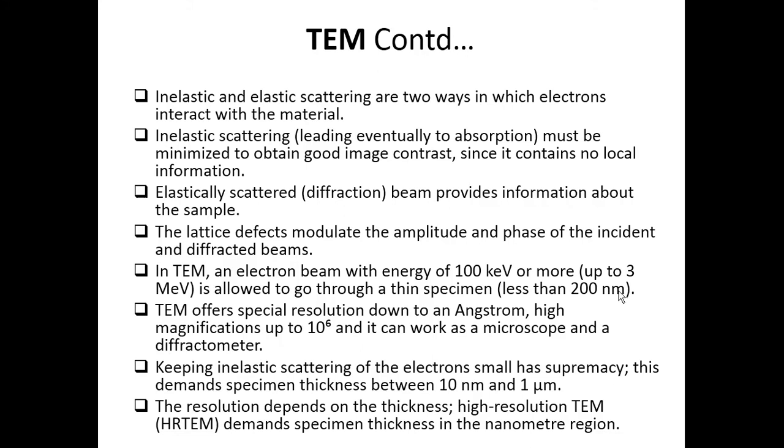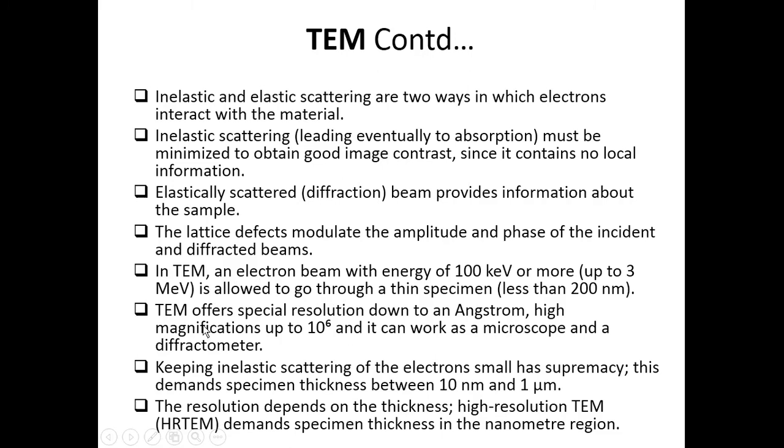So in such cases, we make use of the energy produced by the electron beam. In the TEM case, that is the transmission electron microscope, it will be of the order of 100 kilo electron volt or more than that. Sometimes it may be up to 3 mega electron volt. Such a large voltage is developed in the electron beam for transmission through the specimen.